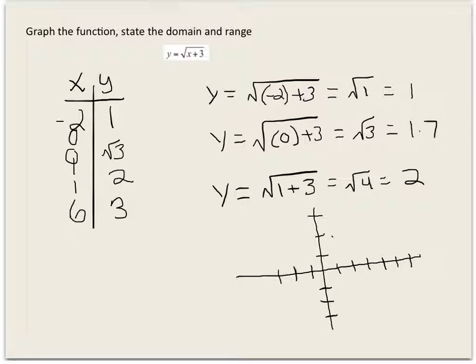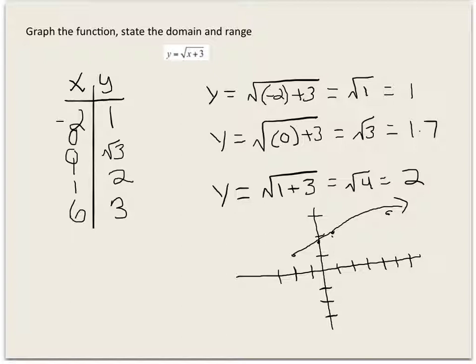So if I were going to graph this at -2, I'm at 1. At 0, I'm at 1.7. At 1, I'm at 2. And at 6, I'm at 3. You should get something that looks a little bit like this. It's not a great graph here, but that's the general idea. It's got a little curve to it.